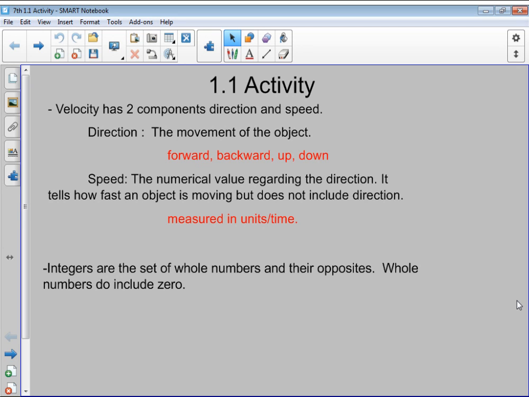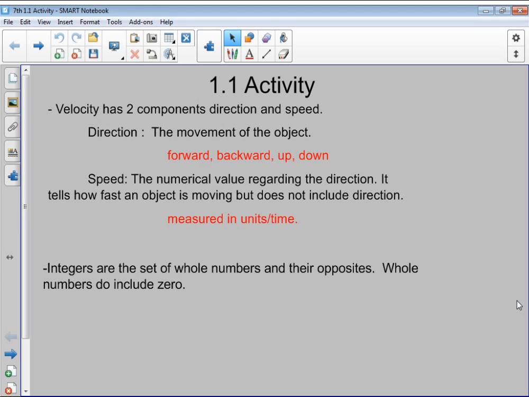Okay, this is activity 1.1, so it's my 7th grade book. If you guys have your journal books, it starts on page 3 of your journal book. It's just the activity that we're gonna go ahead and do that goes along with lesson 1. So this activity works with integers and absolute value, and that goes along with our lesson 1.